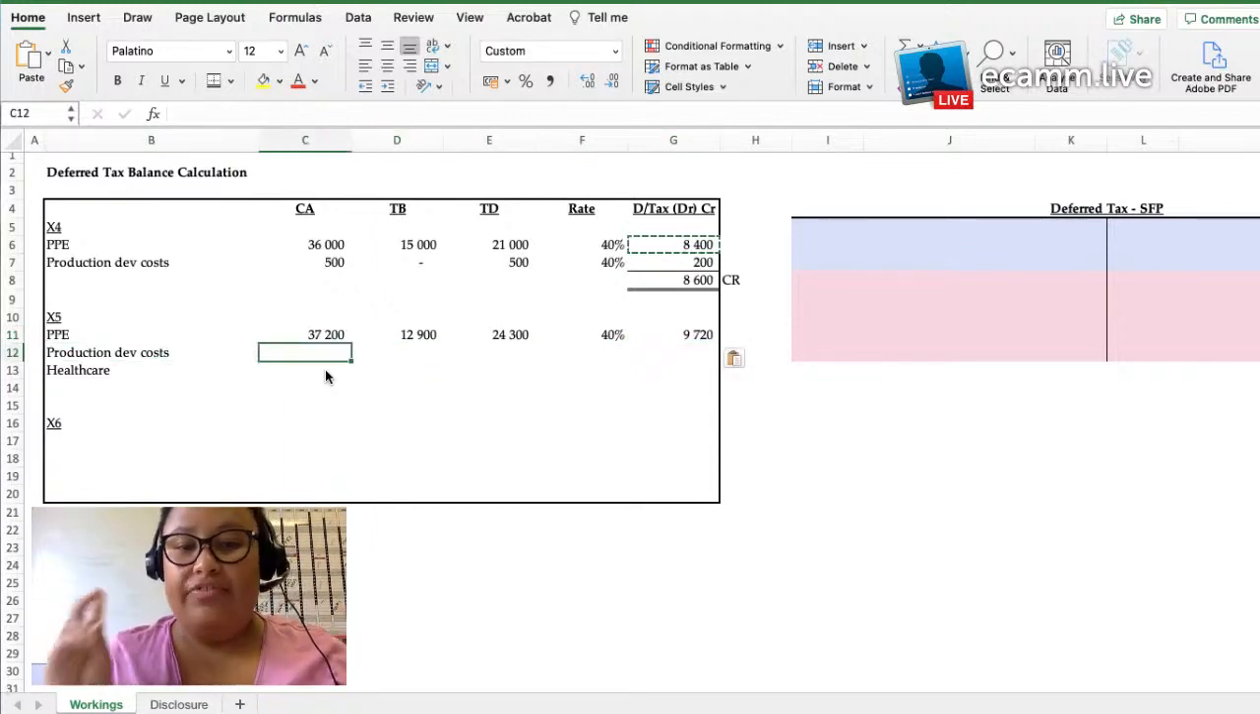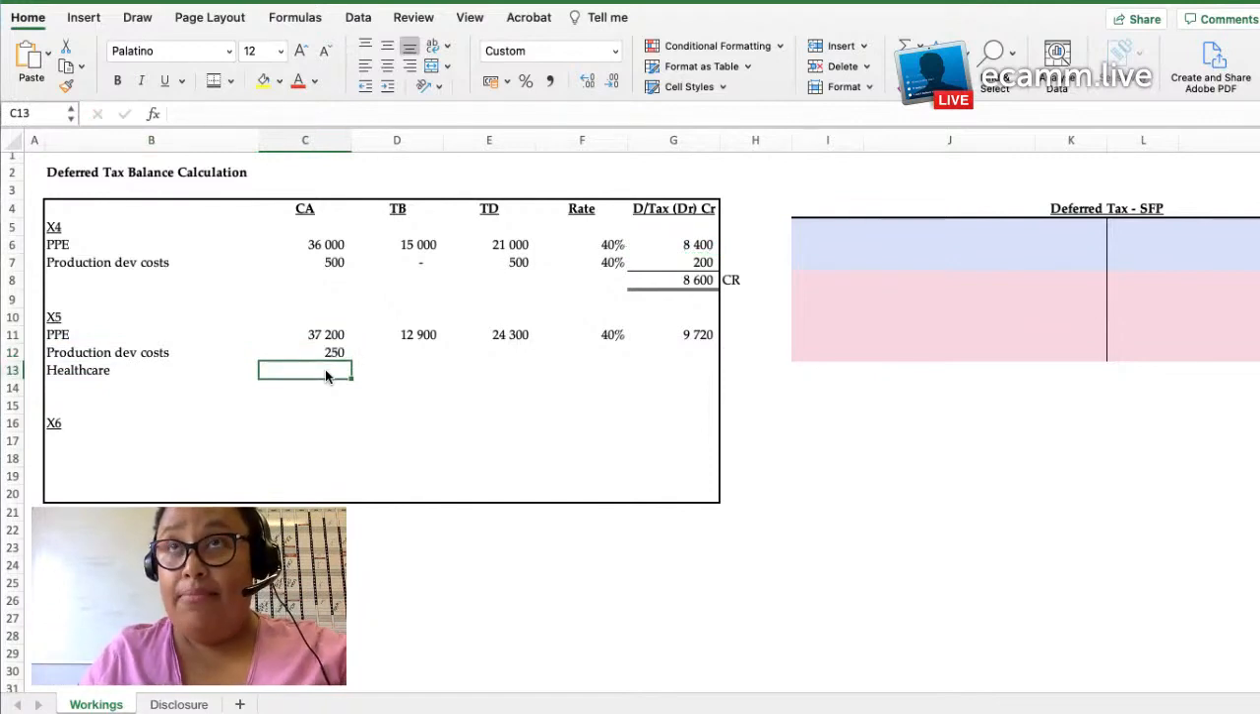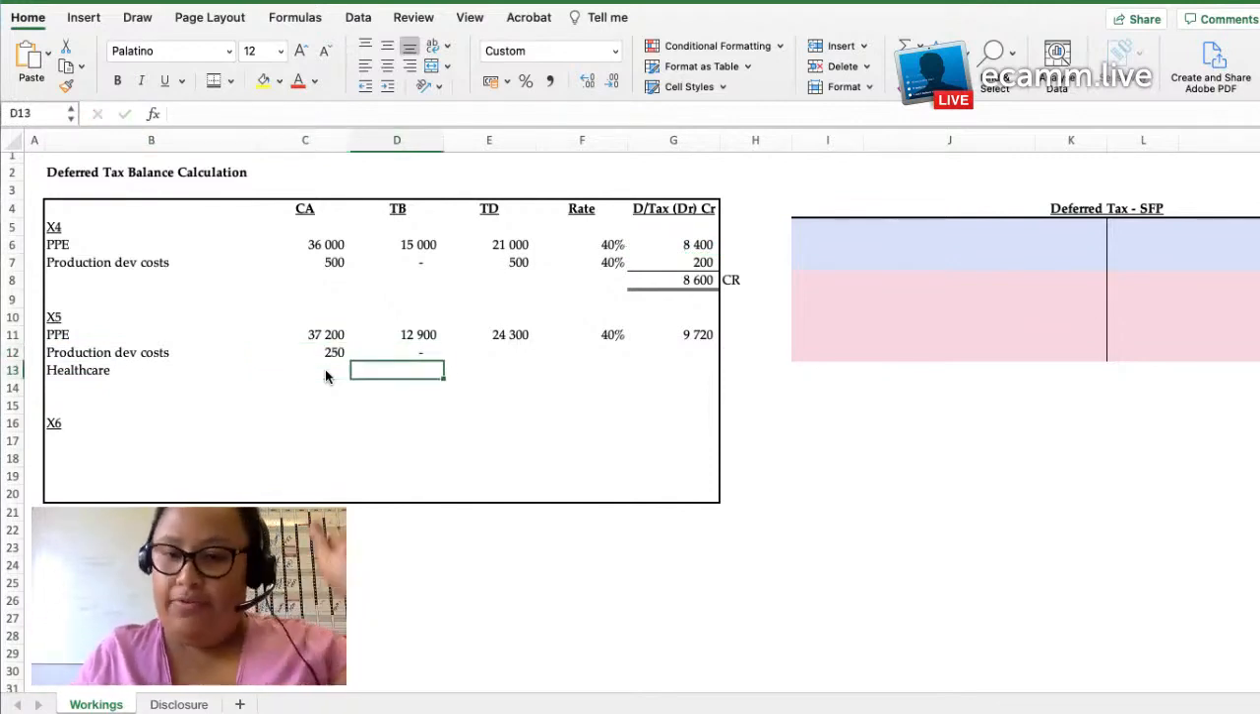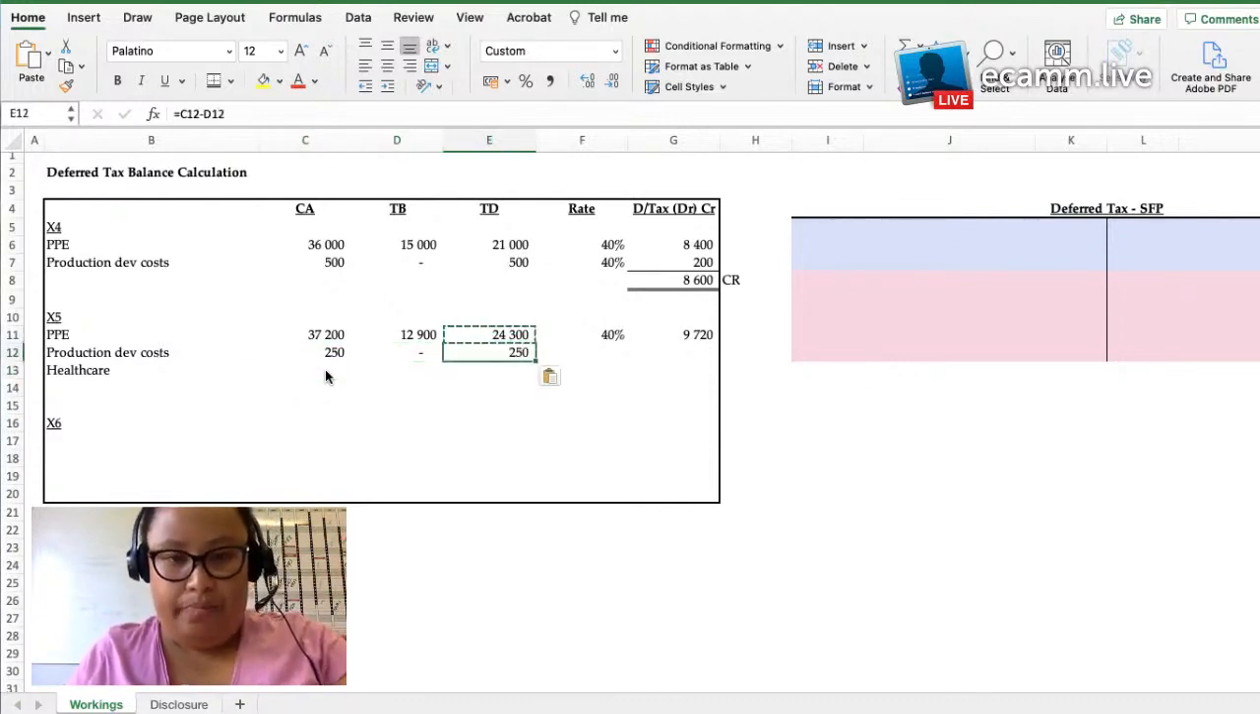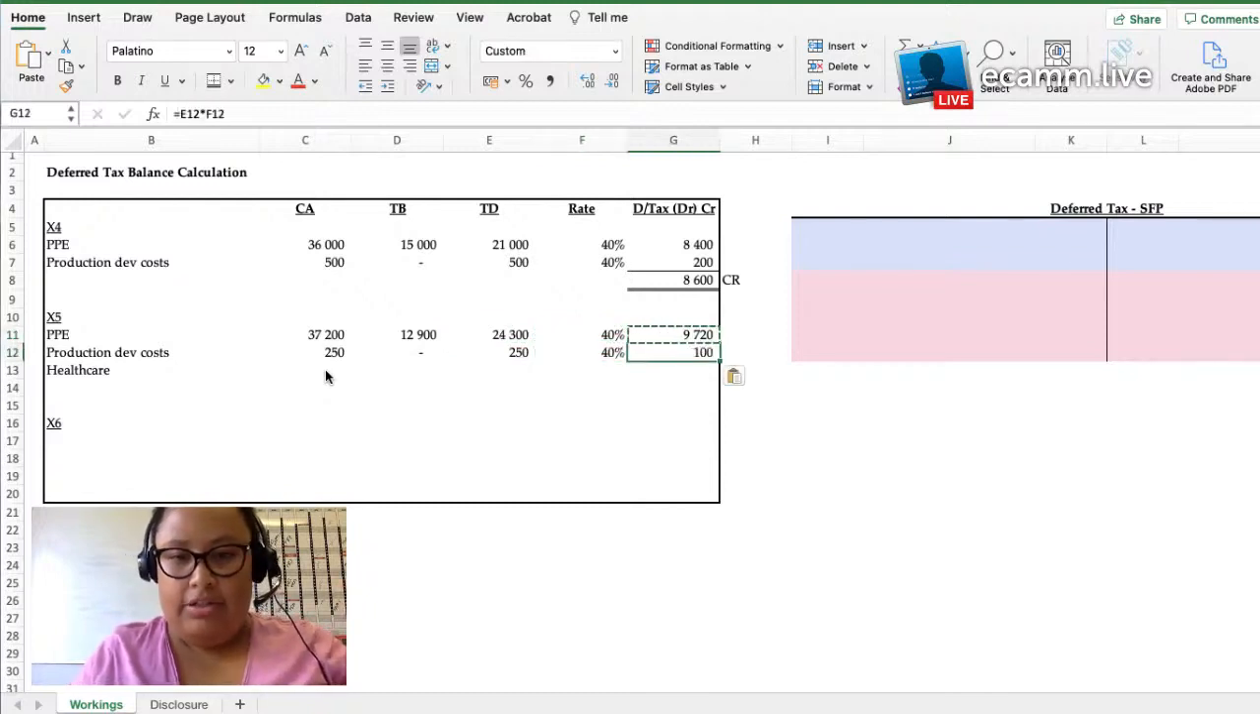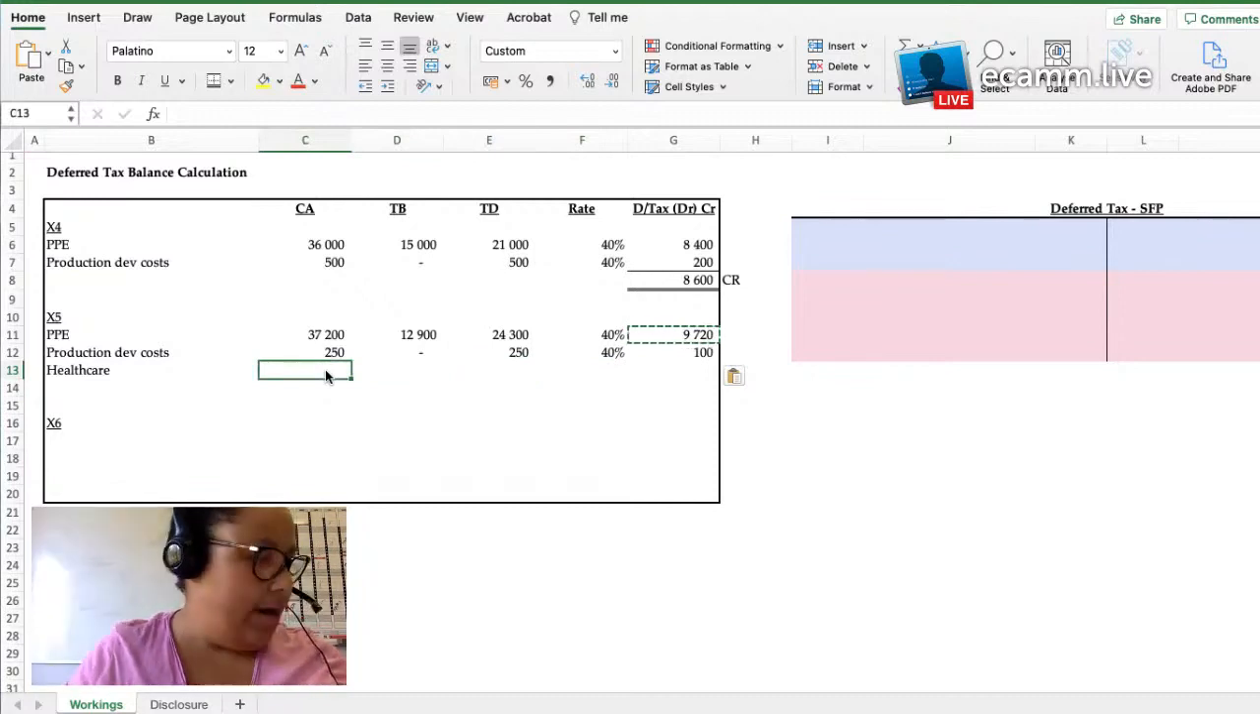Now for my production development costs, the carrying amount now is 250 because I'm amortizing every year 250. Tax base is 0 for the same reason. It's been 0 in the prior year. Temporary difference, tax rate, deferred tax. Okay, now with healthcare, what's crack-a-lacking over here?